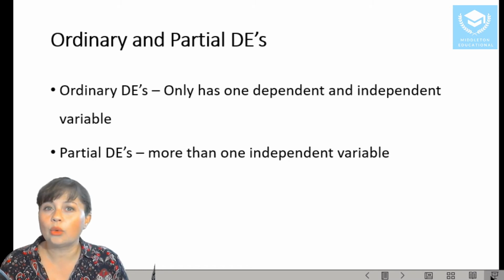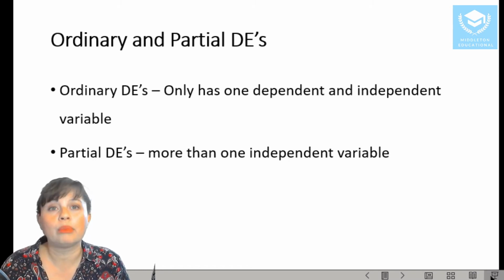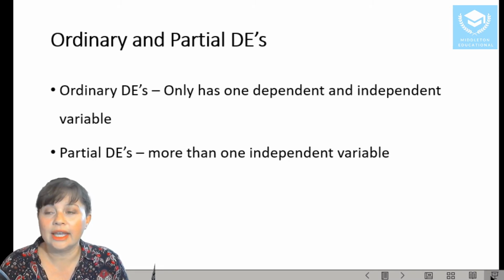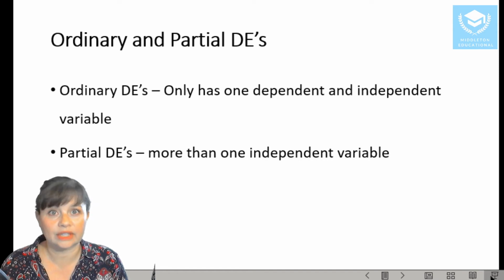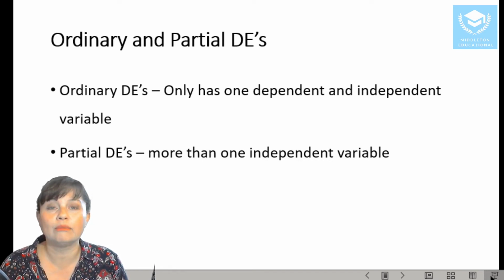Now you also get ordinary differential equations and partial differential equations. An ordinary differential equation is where you have only one dependent and one independent variable. And a partial differential equation is where you have more than one independent variable.